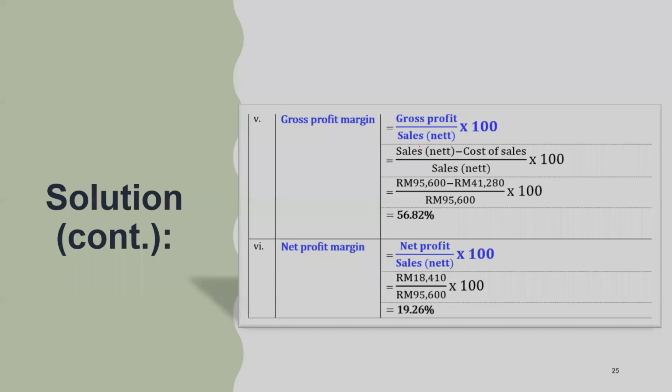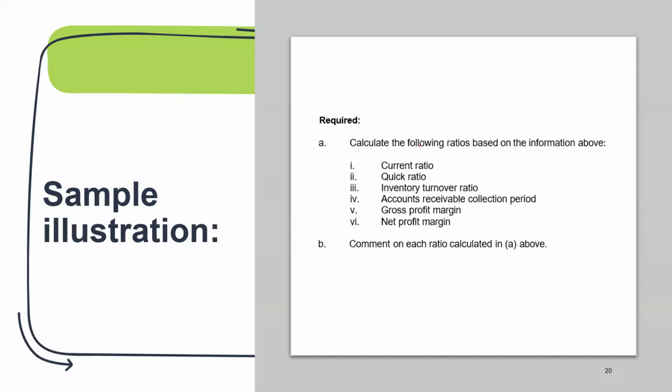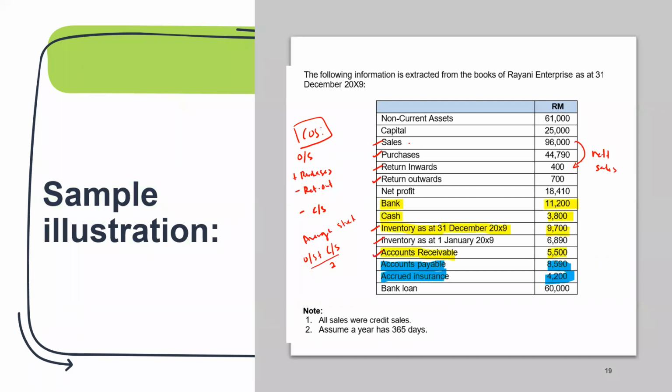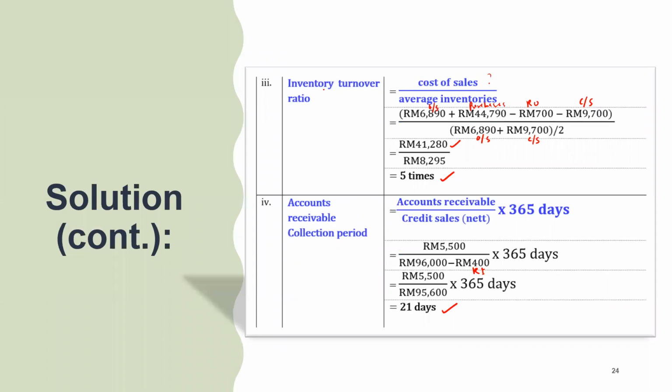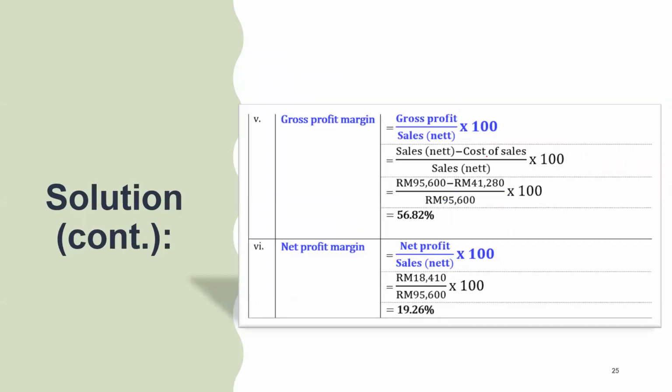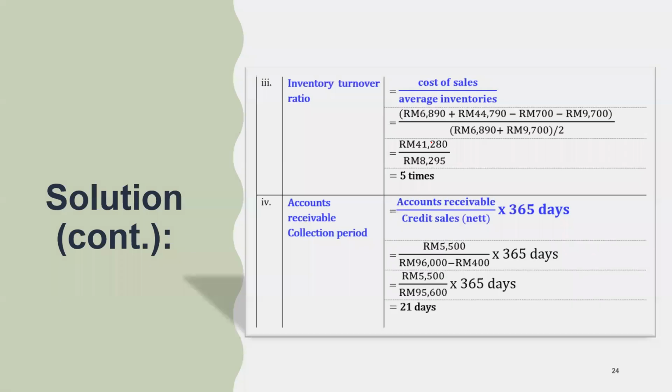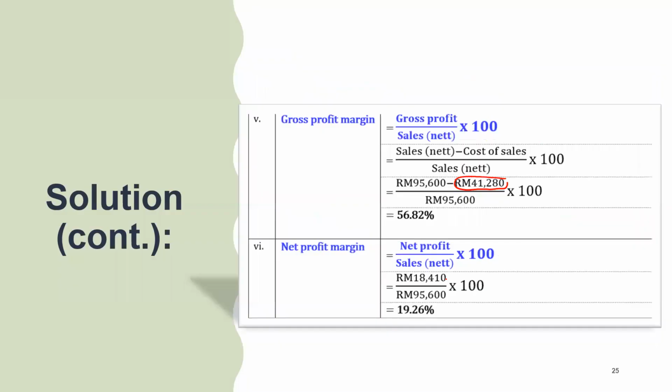And the sales from the question is, okay, this one. Sales minus return inwards and minus cost of sale. The amount of cost of sale is already calculated when we find the answer for inventory turnover ratio, so we can use this figure back in this calculation. And the net sales, we already calculated when we calculated for this ratio. So this is the net sales.